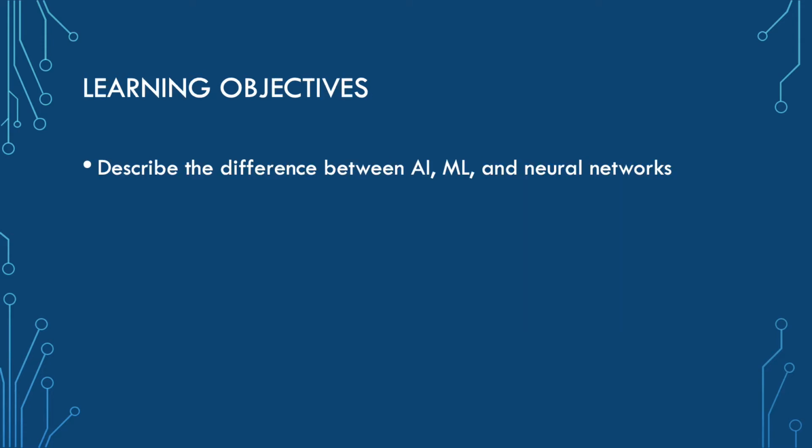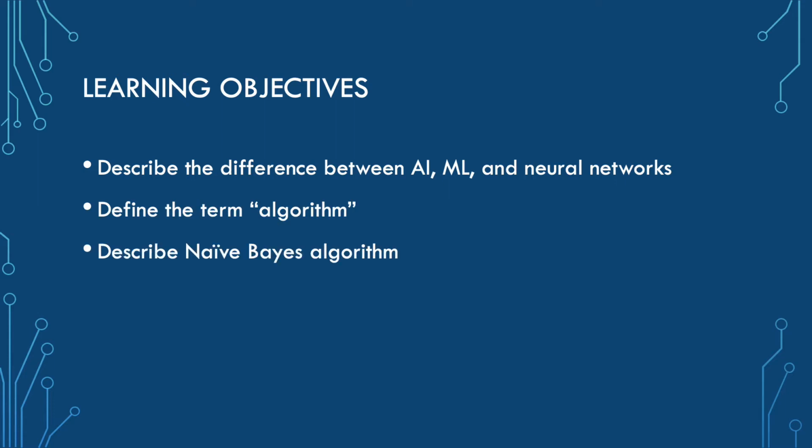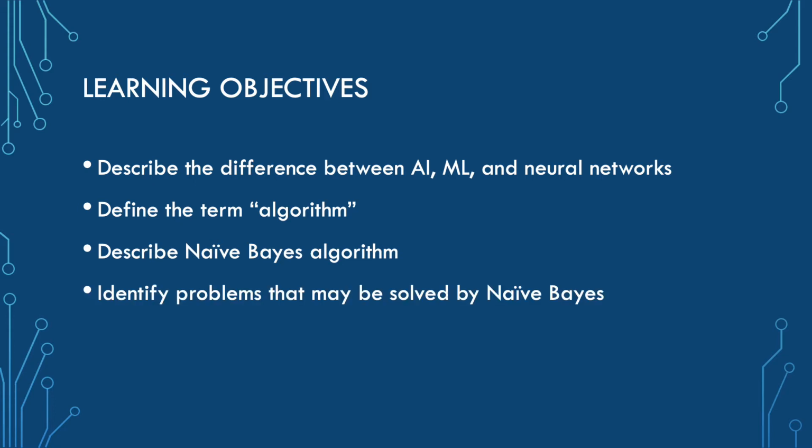By the end of this lecture, you should be able to describe the differences between AI, machine learning, and neural networks. You should be able to define the term algorithm. You should be able to describe the NAIVE Bayes algorithm. And you should be able to identify problems that are amenable to being solved by the NAIVE Bayes approach.